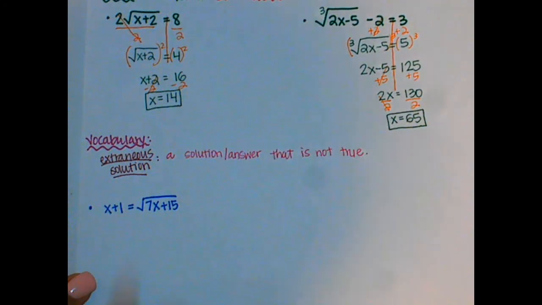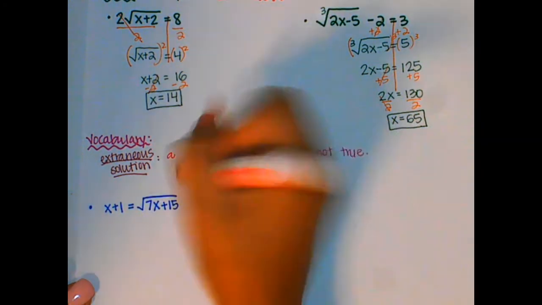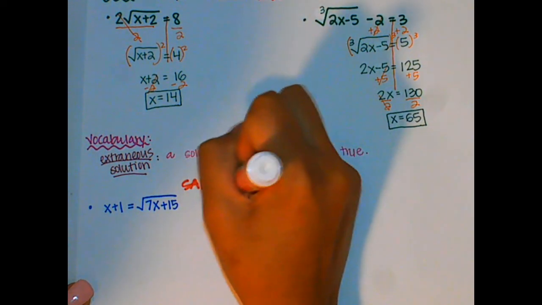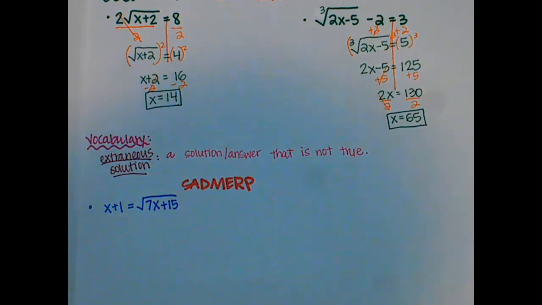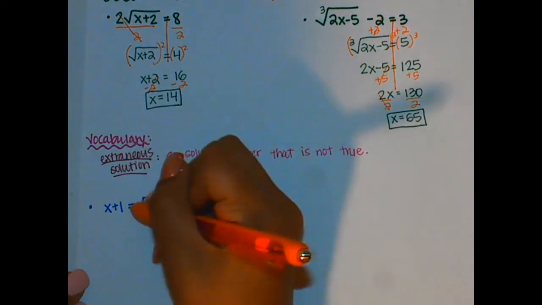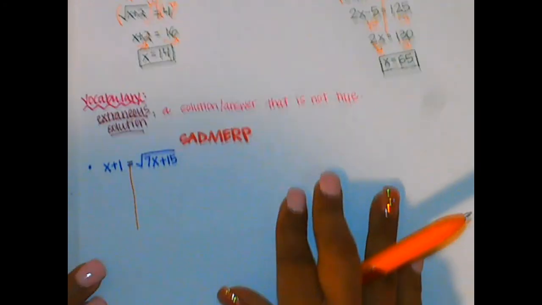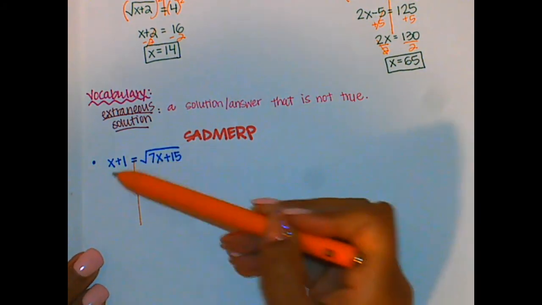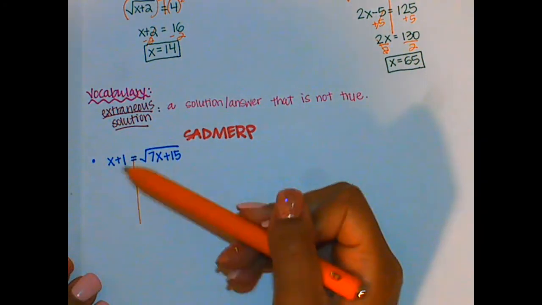So let's go ahead and solve this. We're going to use the same idea of SAD-MERP. I'm going to write it here so that we don't forget what we're doing. Okay, so when I look at this, I recognize that I have this plus 1. Now, usually what we want to do is we want to move that plus 1 to the other side. Now, in this case, we have variables on both sides. So ultimately, we would want all the variables to be on one side of the equal sign.